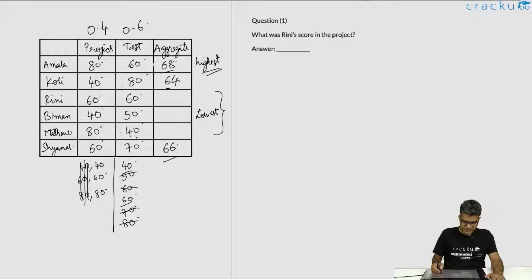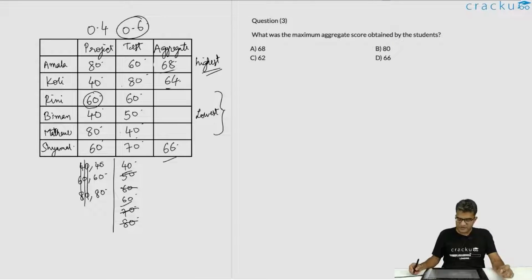What is Rini's score in project? Rini scored 60 in project as well as test. So the answer is 60. What is the weightage of the test component? The weightage of the test component is 0.6. What is the maximum aggregate score by one of the students? The maximum aggregate score was received by Amala, that is 68.